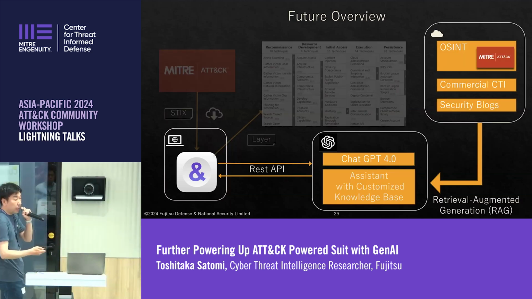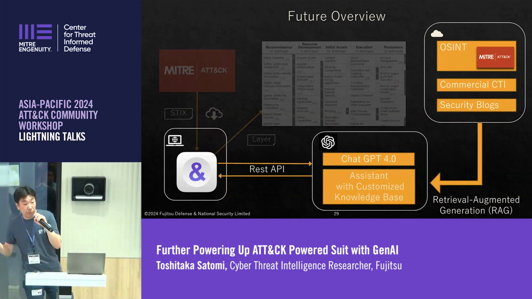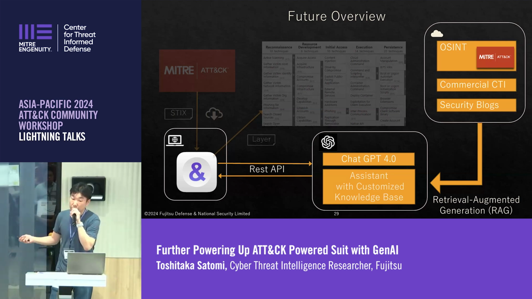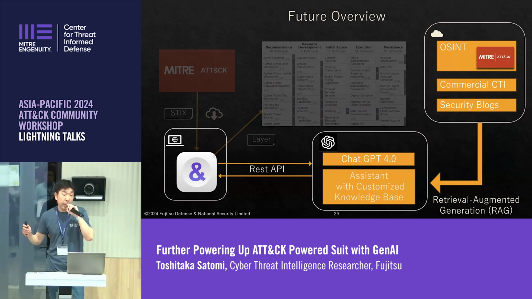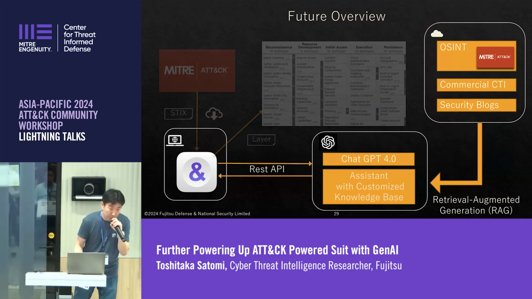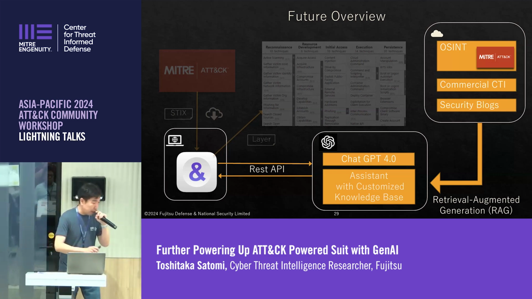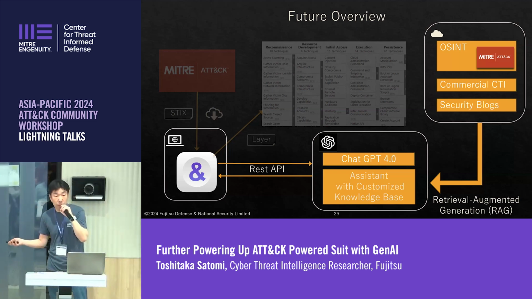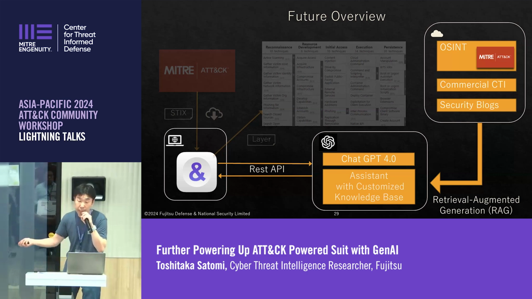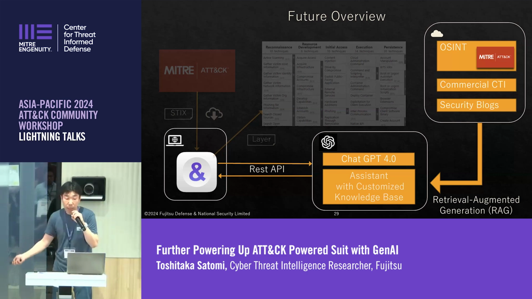And this picture is an overview of what I have implemented. With this feature, defenders can integrate with OpenAI via REST API. In this presentation, I chose ChatGPT 4.0. However, APS can also communicate with Assistants. Assistants is one of the features provided by OpenAI in November 2023. Assistants can be customized with a knowledge base.